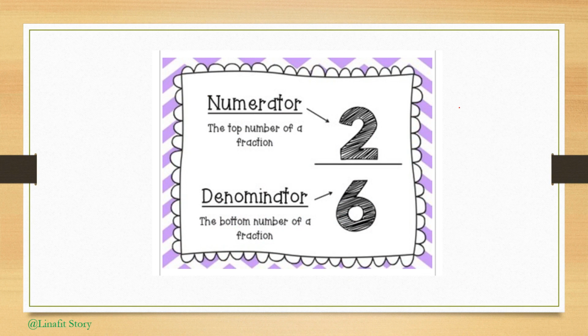So don't forget, like over here, this is 2 out of 6. 2 is the numerator, or the top number of a fraction, while 6 is the denominator, or the bottom number of a fraction. So don't forget, numerator means the top number, while denominator means the bottom number.